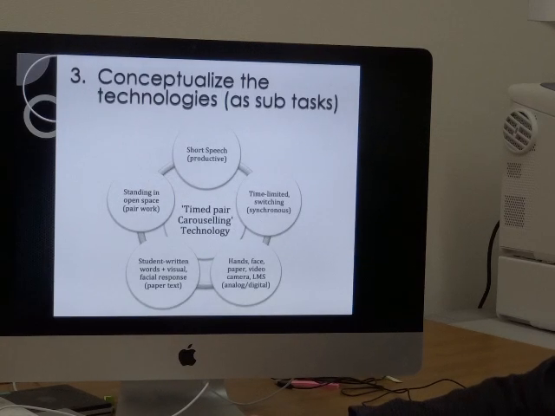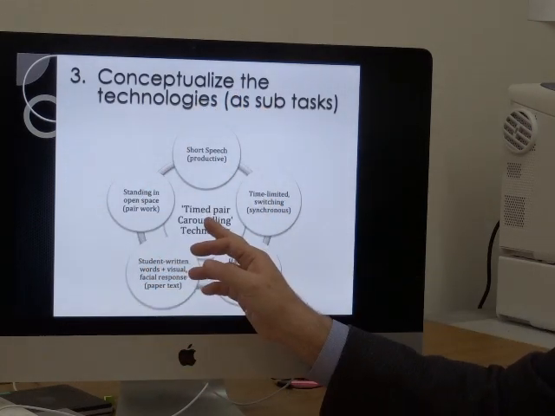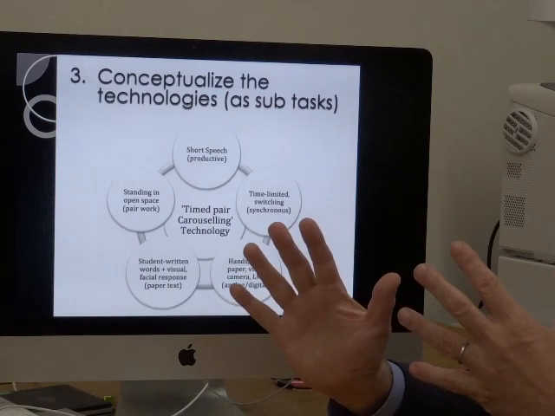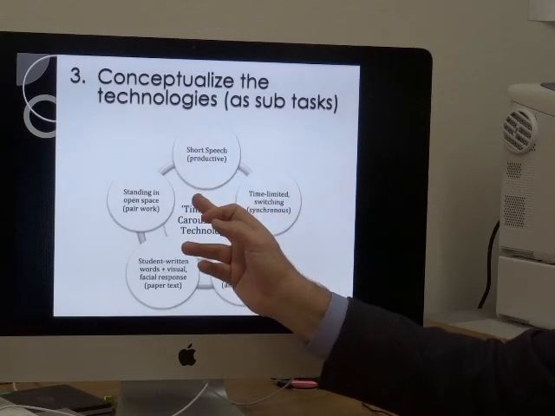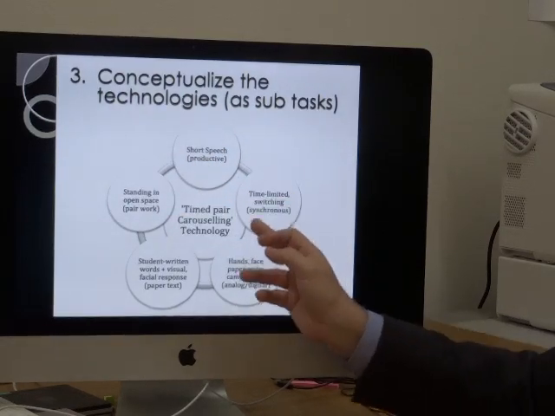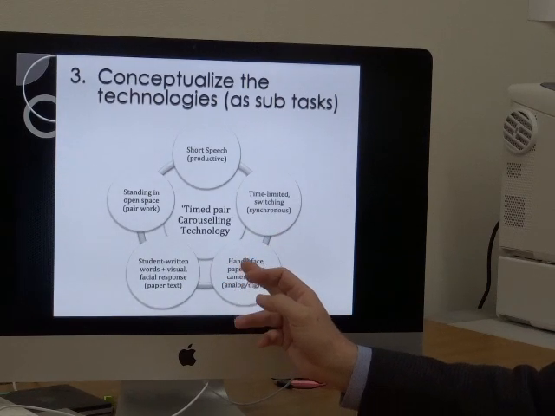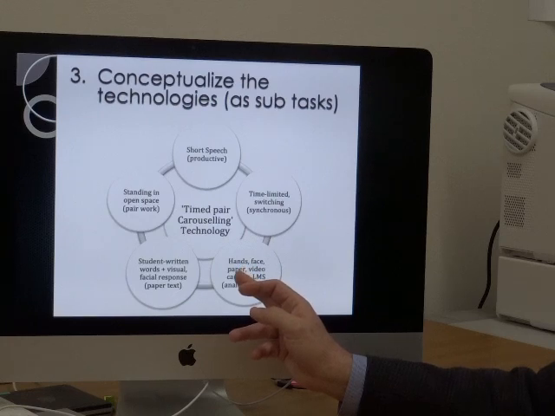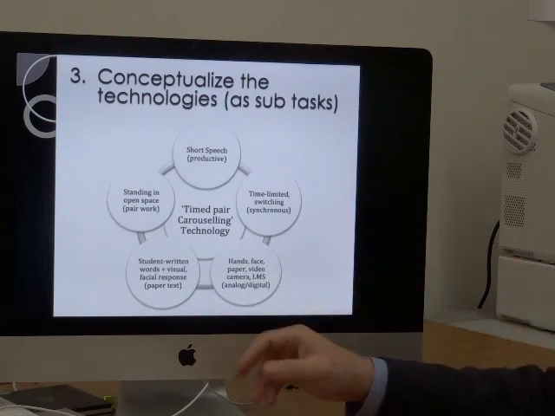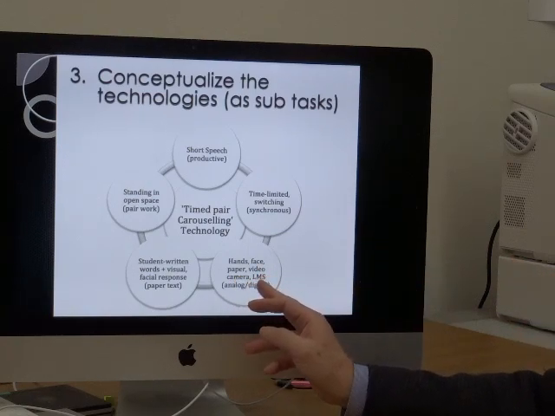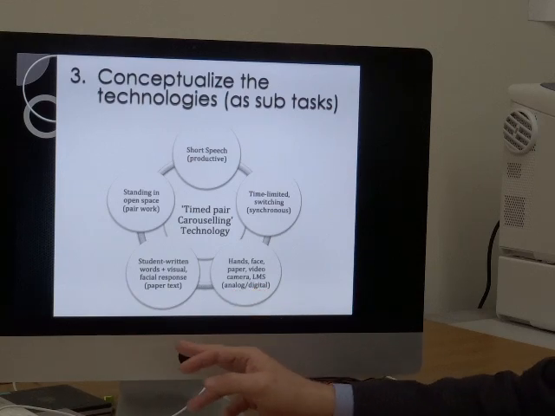You conceptualize these technologies. For example, here I've conceptualized the parallel line carouseling or fast pair switching. I've talked about the action of a short speech. The synchronous activity, it's happening live. It's using tools such as hands, face, paper. Some students are using paper notes. I'm taking a video and showing it to them later. There's a camera and there's a learning management system which collects this. That's analog and digital.